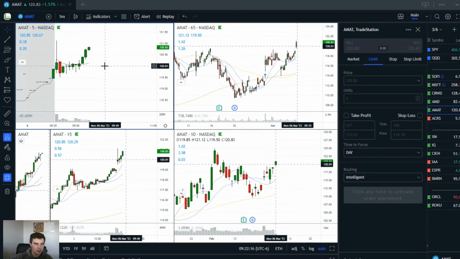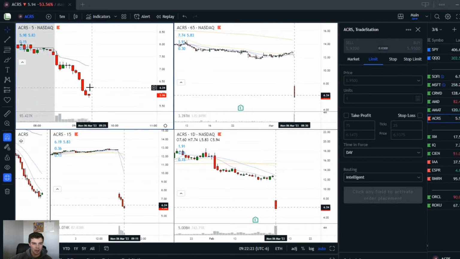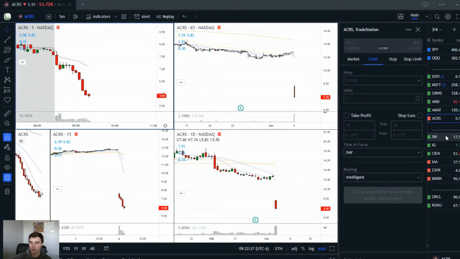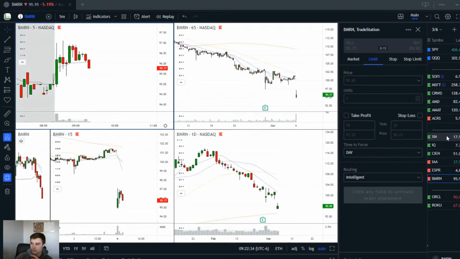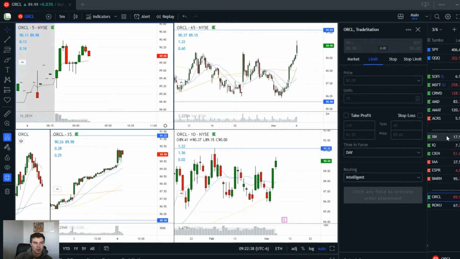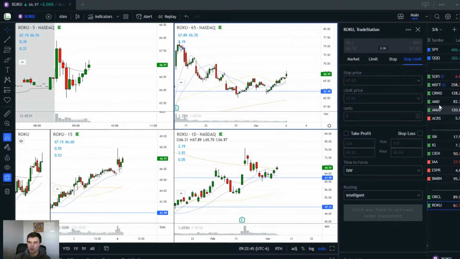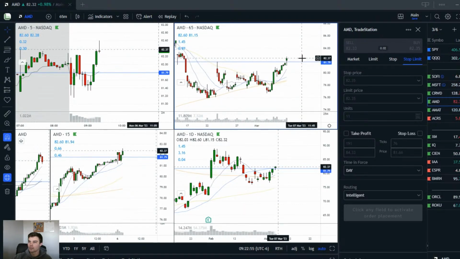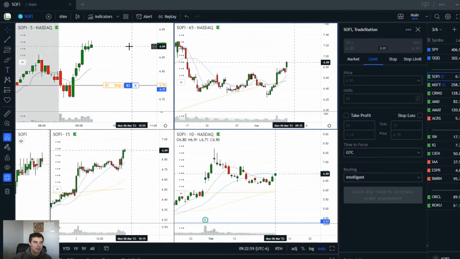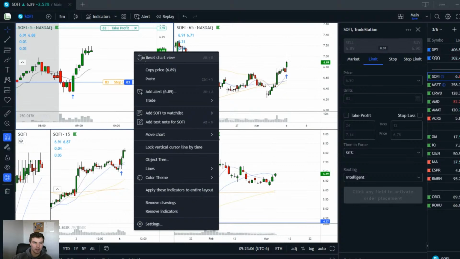AMAT's doing a good job as well. Nice, nice. ACRS hit target. Damn. Beast mode. Oracle's pulling in a little bit. Roku's still kind of moving up. Like I said, keep an eye on AMD, guys. Yeah, SoFi is honestly looking pretty good. This thing just needs to break out, pop up to $7, and we are good to go.